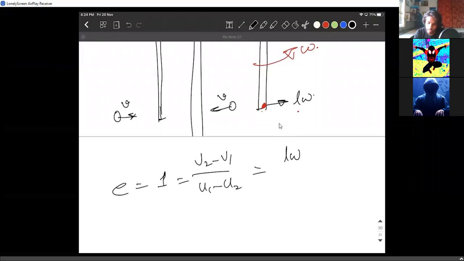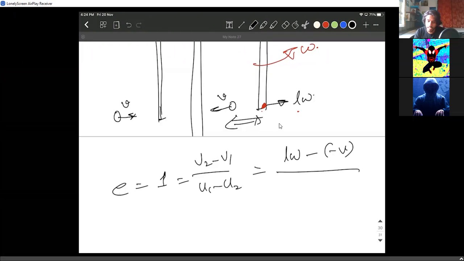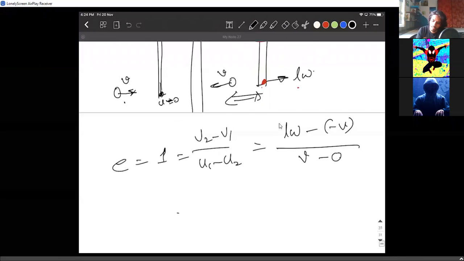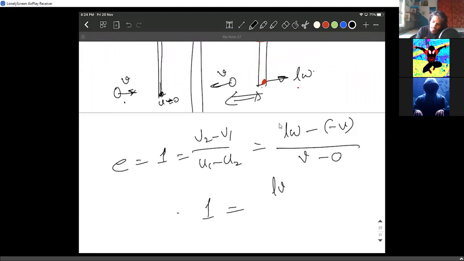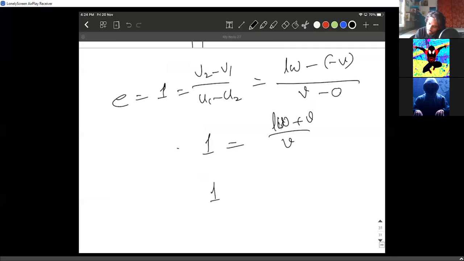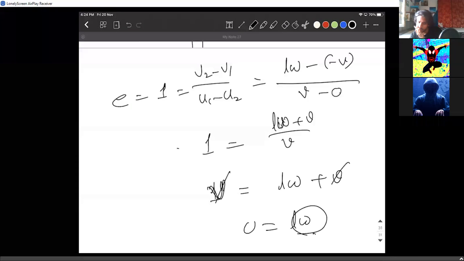I'm going to write L omega minus of minus v, for the velocity of separation. The velocity of approach is basically v minus 0, because this particle has 0 velocity. So e equals 1, so 1 equals L omega plus v over v. Wait a second. We are getting a value which is wrong. L omega equals 0, so you're getting omega equals 0. I don't think that should happen. Did I commit a mistake anywhere?